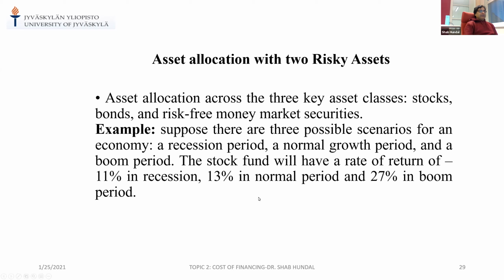Suppose that there are three possible scenarios for an economy. There can be a recession, a normal growth period, and a boom period. If there is a recession, then the stock fund will go down by 11%. If there's a normal period, let's assume your portfolio would go up by 13%. And if you have a boom period, then you have a bonanza, a jackpot, and your stock fund is expected to increase by 27%.